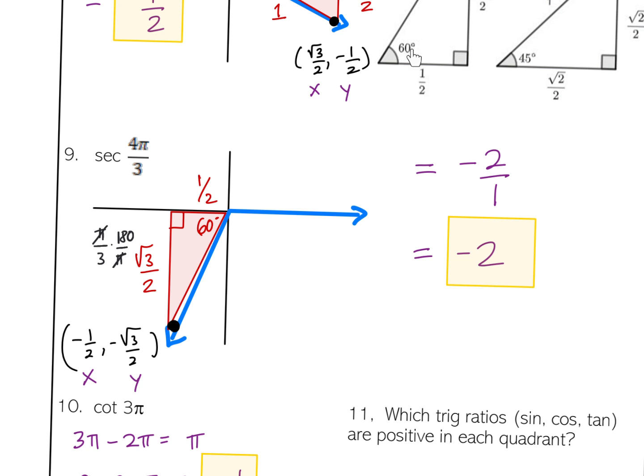So I'm back up here to this triangle in the top right-hand corner and filling in these sides. When you're looking for secant, you are looking for the reciprocal of cosine, which is your x value. So I'm going to take -1/2 and flip that over. You can write it as -2 over 1, or you can just say -2.